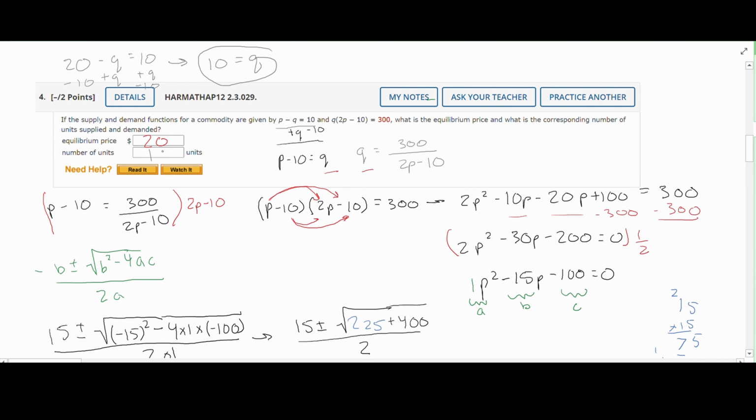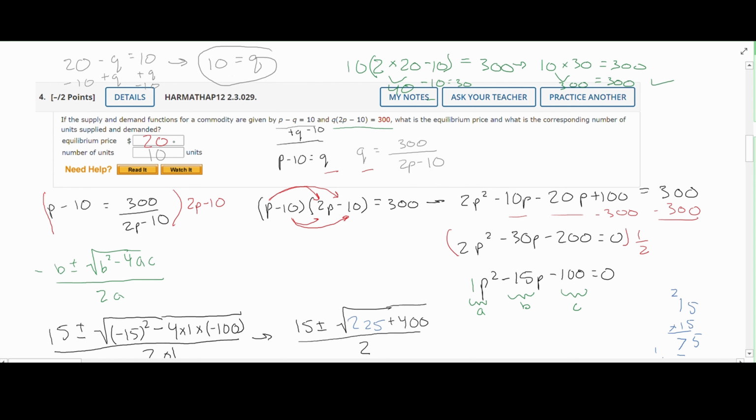Now that we have our price and our units, we can check our answer by plugging it into this second equation. Our Q is the number of units. This is 10. This is being multiplied by 2 times our price, which is 20, minus 10, and this should equal 300. So our 2 times 20 is going to be 40. We're going to subtract 10, and 40 minus 10 gives us 30. So we're going to have 10 times 30 is equal to 300. And if we multiply these together, this is 300. So we do have 300 is equal to 300.